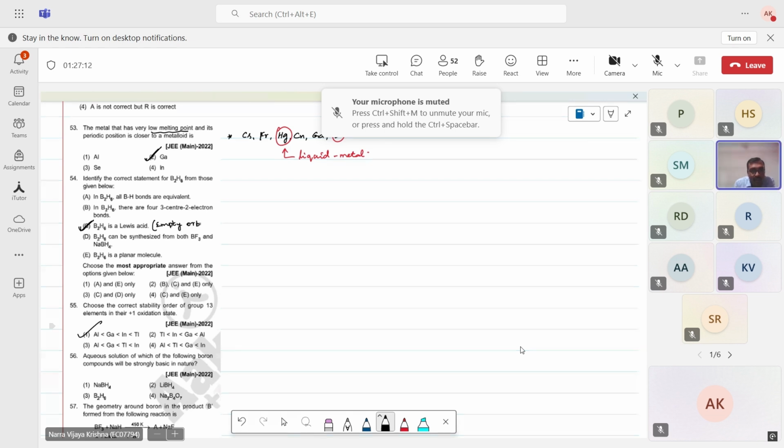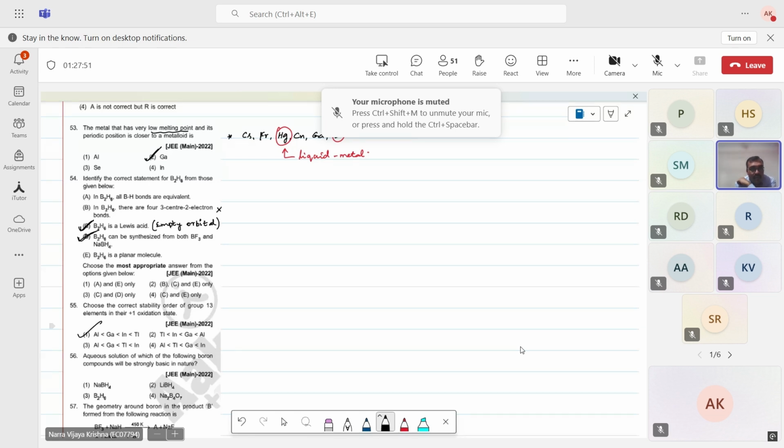Does it have an empty orbital or not? One p orbital is empty, no? Do all B-H bonds are equivalent? No. Four B-H bonds are of one type and two are bridged bonds. There are two 3-centered bonds. It is synthesized from BF3 and sodium borohydride. True, this is also correct.